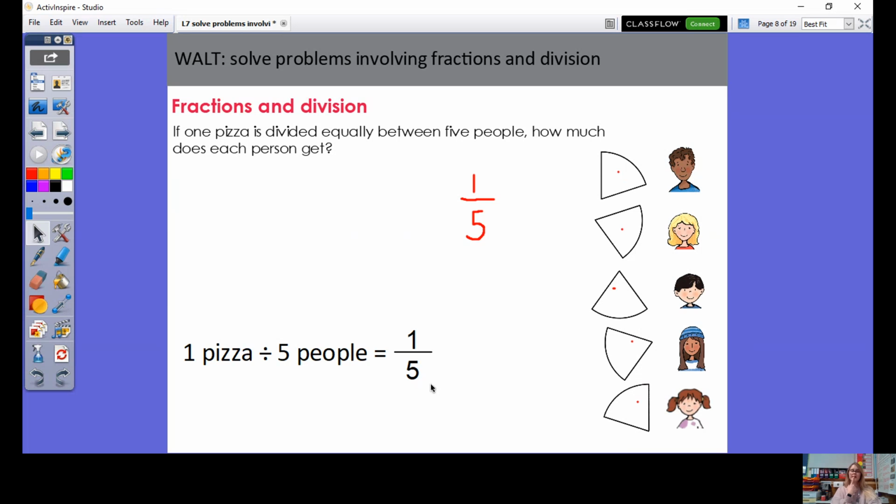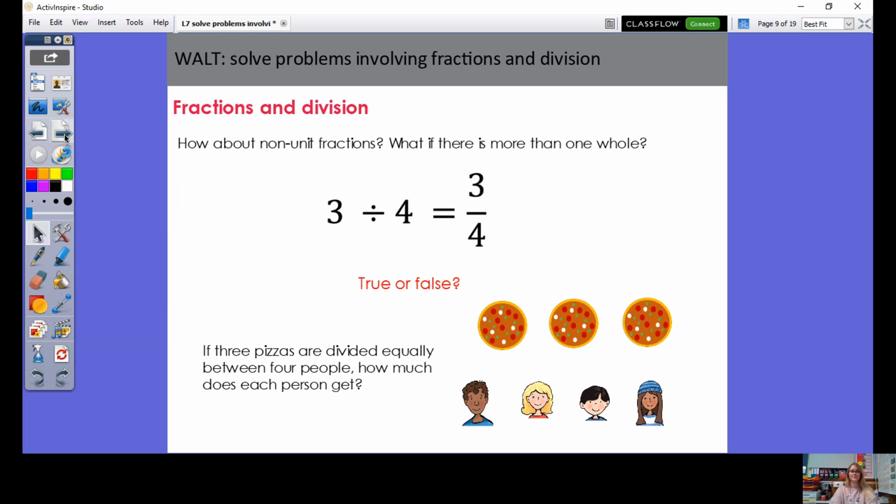I wonder if you can think what's going to happen if I had 6 pieces of pizza. What would the fraction be then? So if I had 1 pizza and 6 people, then my fraction is going to be 1/6. Okay, so hopefully you're beginning to see the pattern.